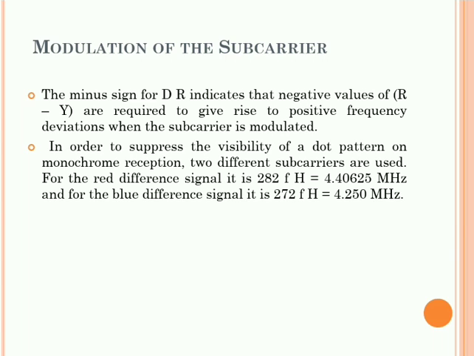In order to suppress the visibility of a dot pattern on monochrome reception, two different subcarriers are used. For the red difference signal, it is 282 FH, which equals 4.40625 megahertz, and for the blue difference signal it is 272 FH, which equals 4.250 megahertz. This was nothing but the modulation of that particular signal, where we have produced a subcarrier frequency by using the oscillator. Then, with a phase difference, the output difference signals DR and DB are given to the modulation block. The modulation process is done.